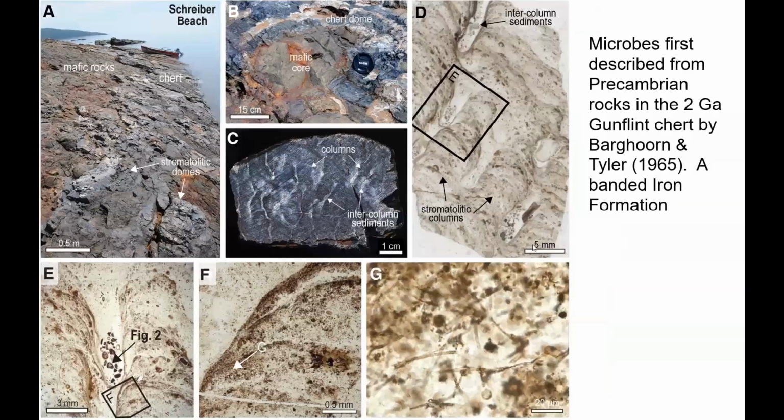Now, there was a great breakthrough when they first discovered the fossils inside these things. And the people that first described them were Barghoorn and Tyler. Barghoorn was a professor at Harvard University, and they worked on something called the Gunflint chert, which is a banded iron formation with chert layers and iron oxide layers on the banks of Lake Superior. And here it is in the field.